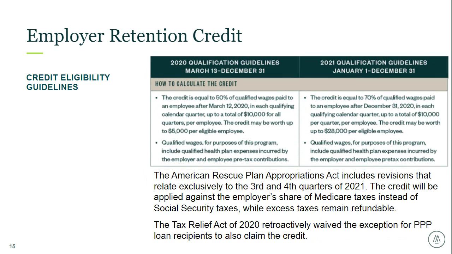Next slide here, how to calculate the credit. So we're talking about qualified wages. So the credit is equal to 50% of qualified wages. Those wages can be up to a total of $10,000 for all quarters per employee. So that's important. And then the credit may be worth up to $5,000 per eligible employee in 2020. That gets up to $28,000 per eligible employee in 2021. So this program was great for a lot of smaller not-for-profits. If they took advantage of it, it amounted to real savings for them.